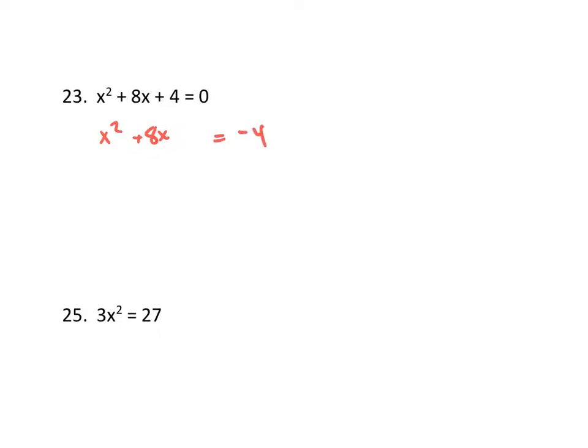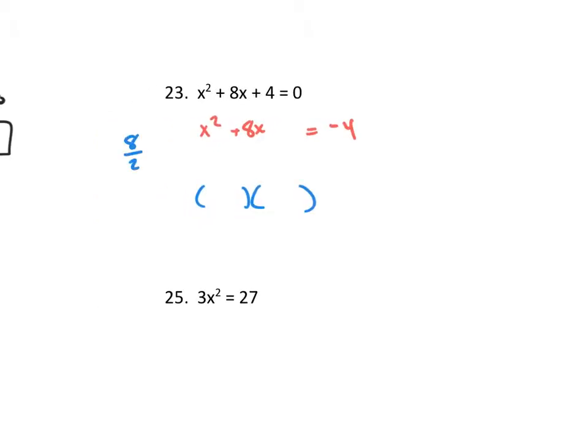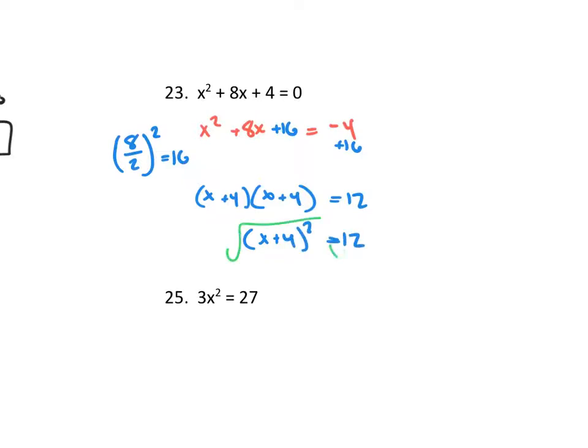So I'll get the c value out of the way, and then I'm going to do my b divided by 2 squared. So 8 divided by 2 is 4. And then when I square it, I get a 16. So I'll add a 16 here, and I'll add a 16 here. That allows it to factor to x plus 4, which is x plus 4 squared. We'll square root both sides and get that x plus 4 is equal to plus or minus square root of 12. And then when I subtract 4 from both sides, we'll get this.